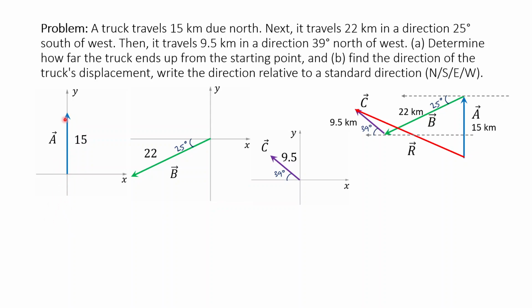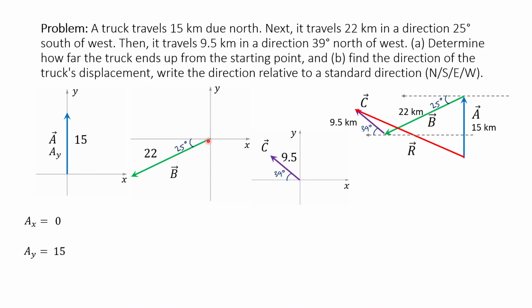This vector is along the y-axis, so its x component is 0. Now the y component is the vector itself. This is the y component. This vector points to the positive y direction. This side is positive, this side is negative. This points to the positive y direction, so the y component is positive, and you need to put the magnitude.